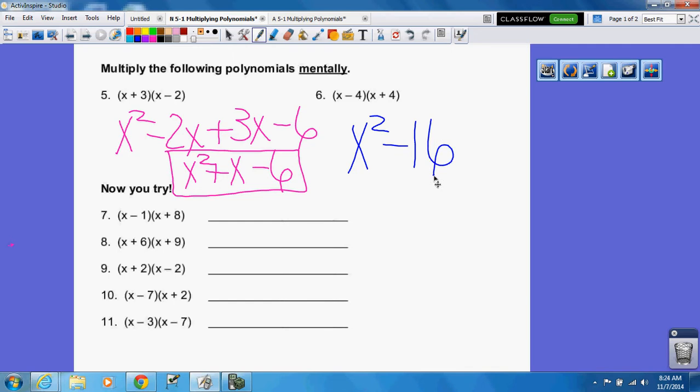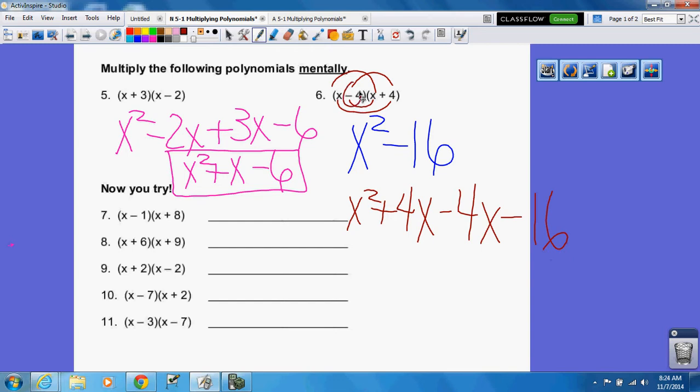Now, when I do that, people think, oh, she didn't FOIL. But I want to actually show you the steps. If I do x times x, I know I'm going to get x squared. If I do x times 4, I'm going to get 4x. And if I do negative 4 times x, I'm going to get negative 4x. And then when I do negative 4 times 4, I'm going to get negative 16. But because these two are opposite signs, my middle is always going to cancel out, and I'm going to be left with x squared minus 16.